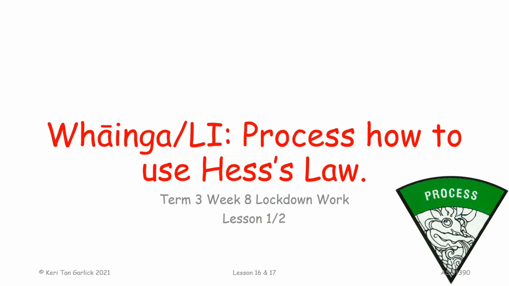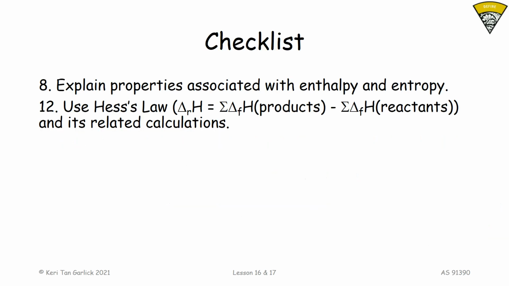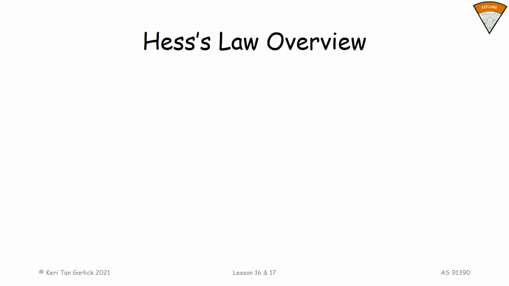Anyway, so today what I want to do is talk about how we process using Hess's law. It's basically the second type of calculation you're going to get for your thermochemistry exam. So basically, we're still looking at that enthalpy material, and then the other thing we're looking at is using Hess's law and its related calculations. There's basically two ways I'm going to show you it for today.